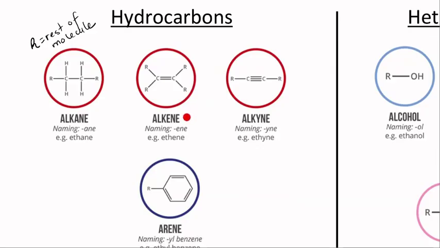For an alkene, what we have is at least one carbon-carbon double bond. And then you have the R groups, which can be hydrogen or they can be carbon chains. Next, we have an alkyne. In an alkyne, we have at least one or more carbon-carbon triple bonds. And then the R groups can be hydrogen or carbon chains.